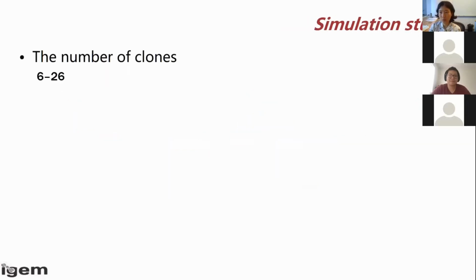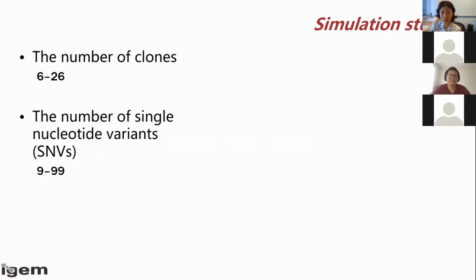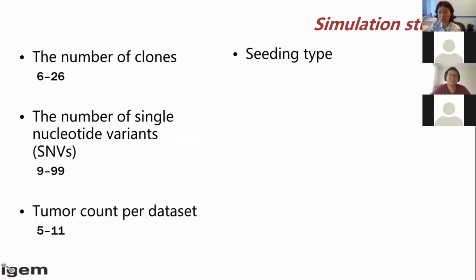We tested the performance of Pathfinder by using simulated datasets. Our simulated datasets contain 6 to 30 clones, 10 to 100 SNPs, 5 to 10 tumors. We generated 4 different seeding types.